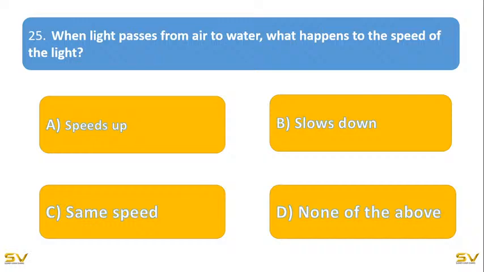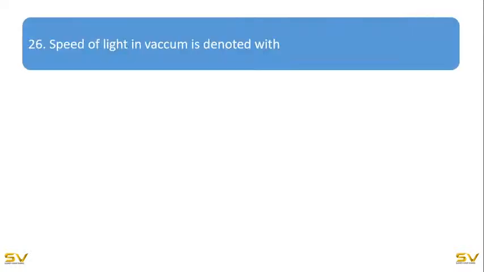So when coming from air to water, it means rarer to denser. So the speed changes, that means it decreases. The previous question is also there, that from air to glass also we discussed that. Now coming to the next question.